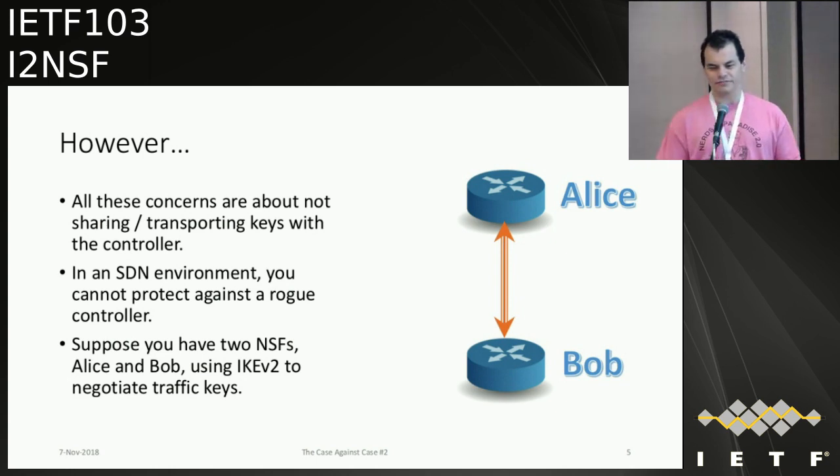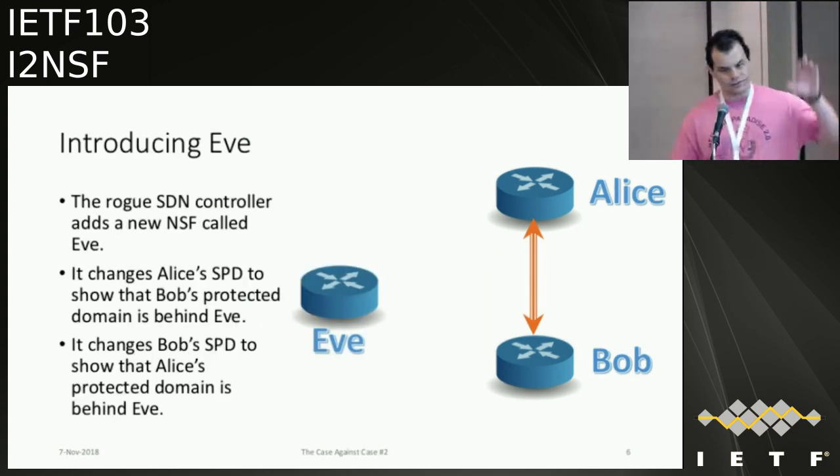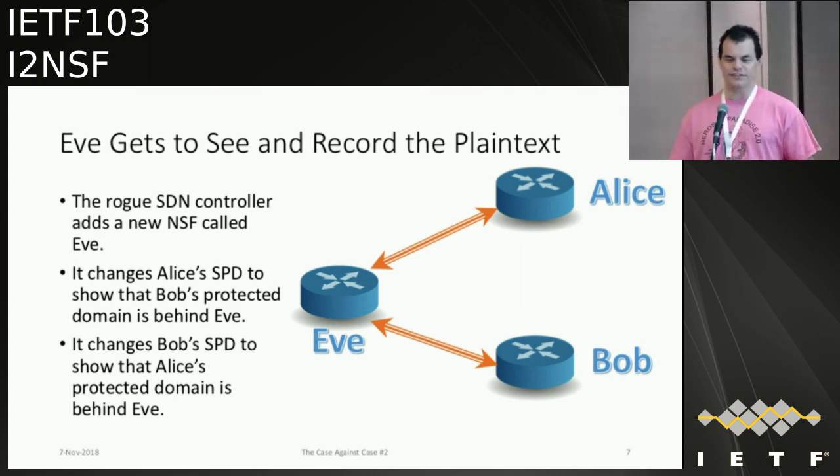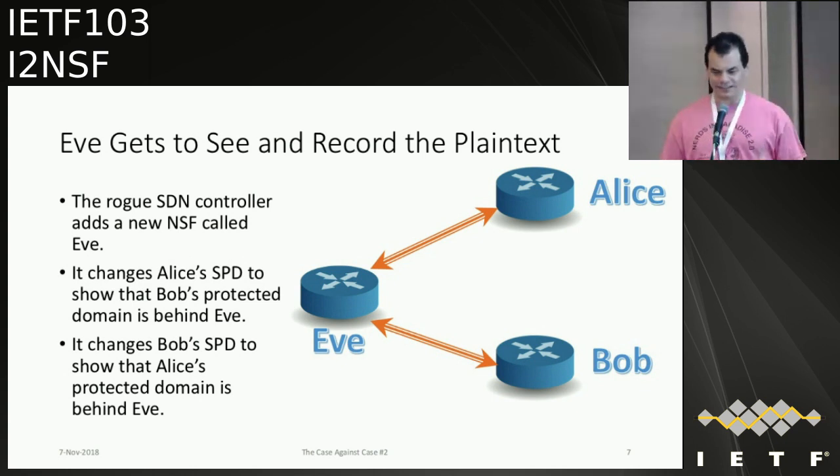It introduces Eve, and then it reconfigures Alice so that the domain that is protected by Bob is actually behind Eve, and it tells Bob that the domain that is protected by Alice is actually behind Eve as well. And what happens? This happens, right? And it doesn't matter how securely they do the IKE negotiation between Alice and Eve, because Eve is the wrong party.